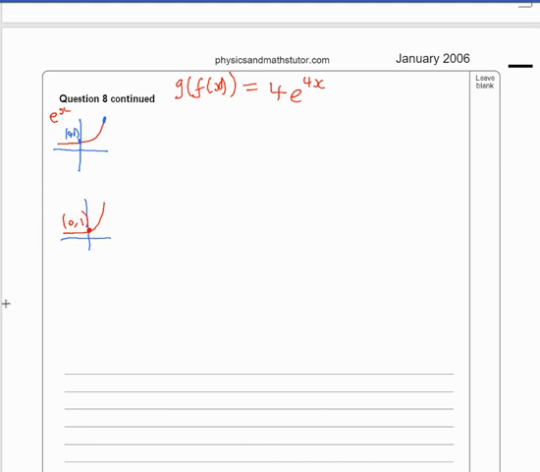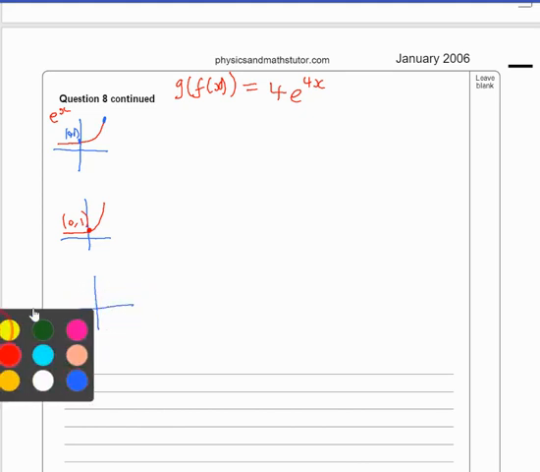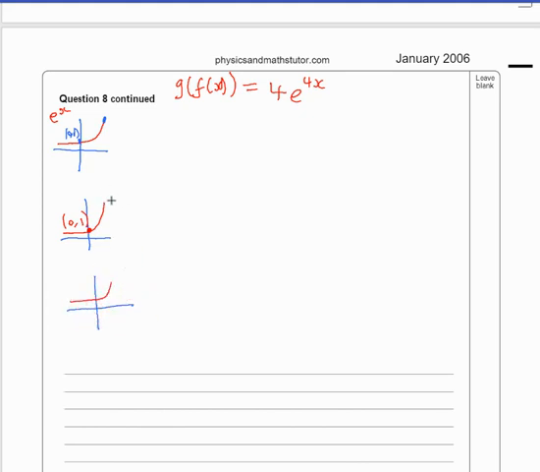Okay. And then if I apply the multiplication by 4, all the y coordinates get multiplied by 4. So here, this is e to the power of 4x. There isn't really much of a difference looks-wise. Maybe it's a little bit more compressed, but that's it.